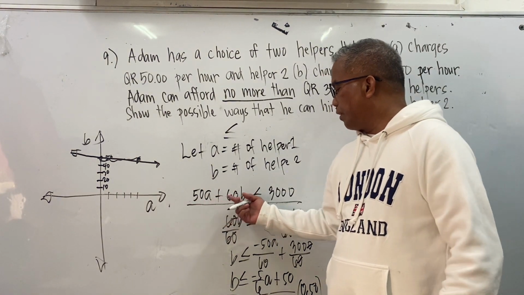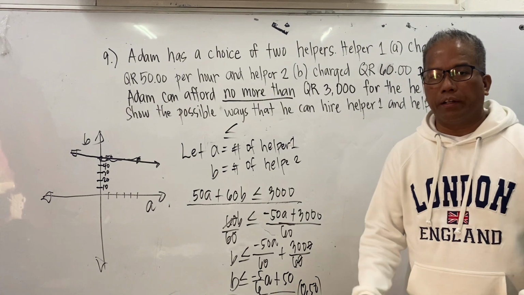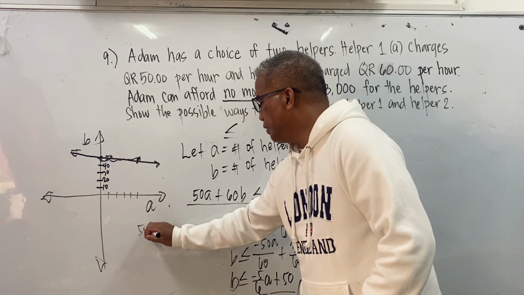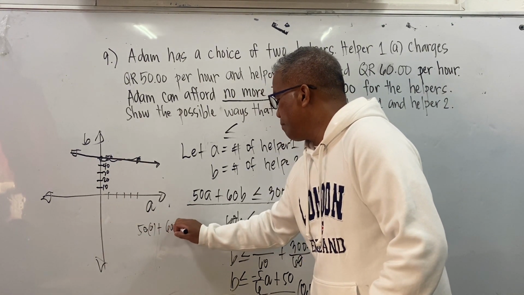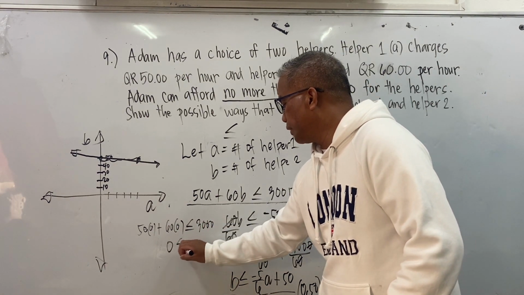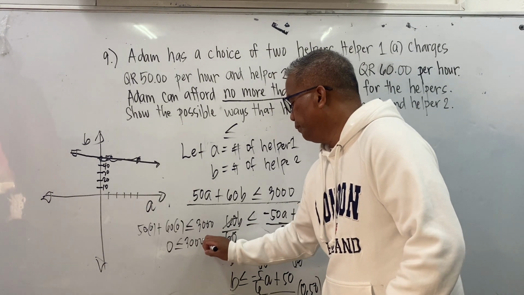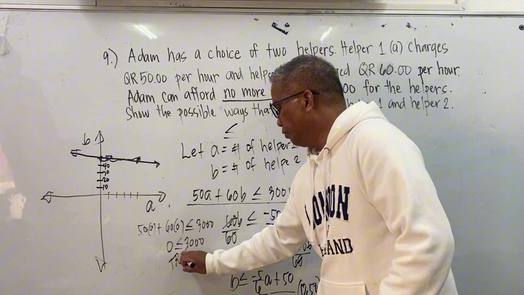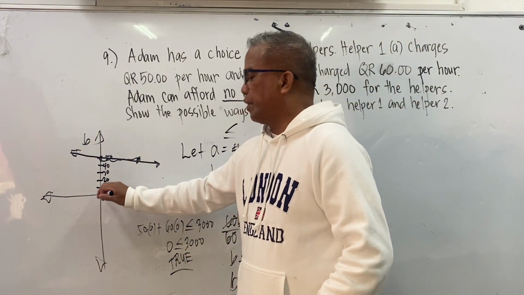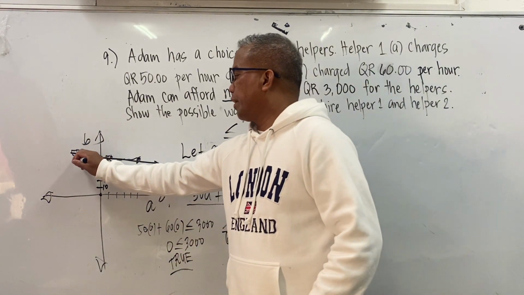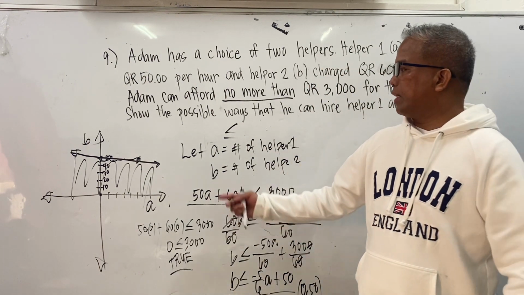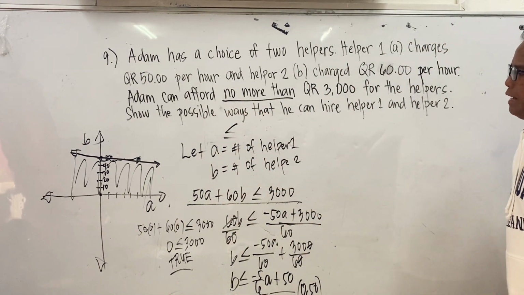So we will let A equals 0, then B equals 0 to find the shaded area. 50 times 0 plus 60 times 0 less than or equals 3,000. So 0 less than or equals 3,000. So this is a true statement, which means the shaded area will be here, because (0, 0) is below the boundary line. Then all of these points we can use as the possible combinations or possible ways that he can hire helper 1 and helper 2.